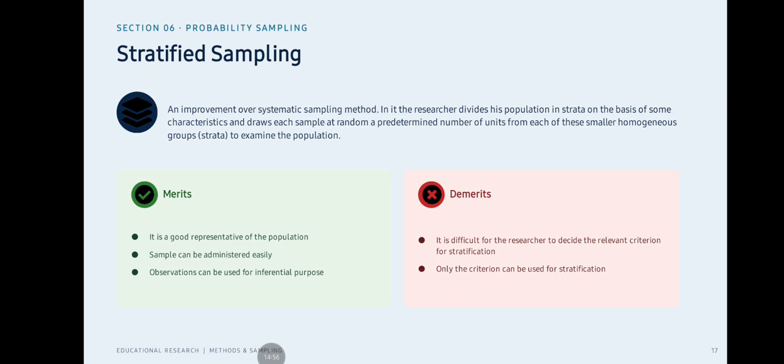Merits. It is a good representative of the population. Sample can be administered easily. Observations can be used for inferential purpose. Demerits. It is difficult for the researcher to decide the relevant criteria for stratification. Only the criteria can be used for stratification.